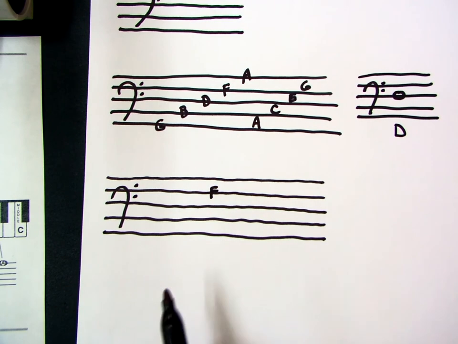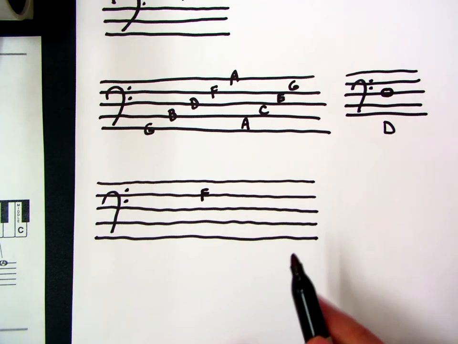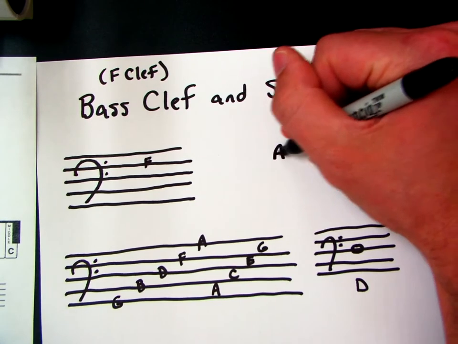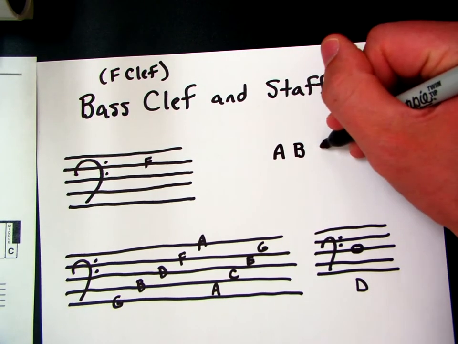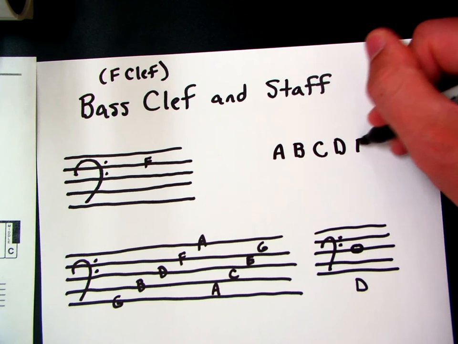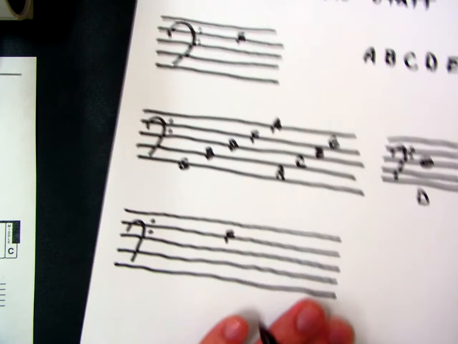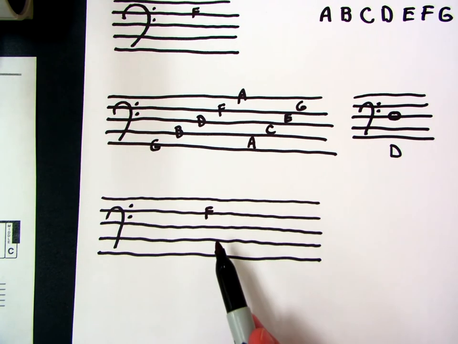Alright, so we'll put that there. Hopefully I have enough space for what I just did. Using the same pitches, right? We talked about in the last lesson that music uses these 7 pitches, A, B, C, D, E, F, and G. Using those 7, we can label all the notes on this staff.